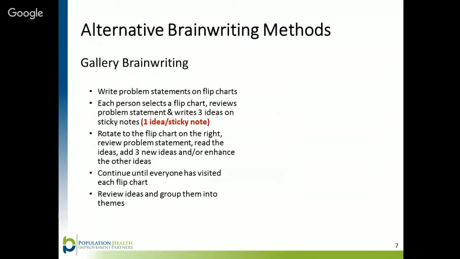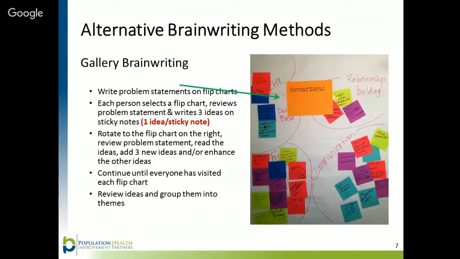An alternative brainwriting method is gallery brainwriting. This method makes it easier to sort through the ideas at the end of the session as the ideas are already on a sticky note. Gallery brainwriting gets people up and moving around and lets you view things quickly, as it involves using multiple flip charts in a room and each person rotating around the room to each flip chart. To get started, write 1 problem statement on each flip chart.